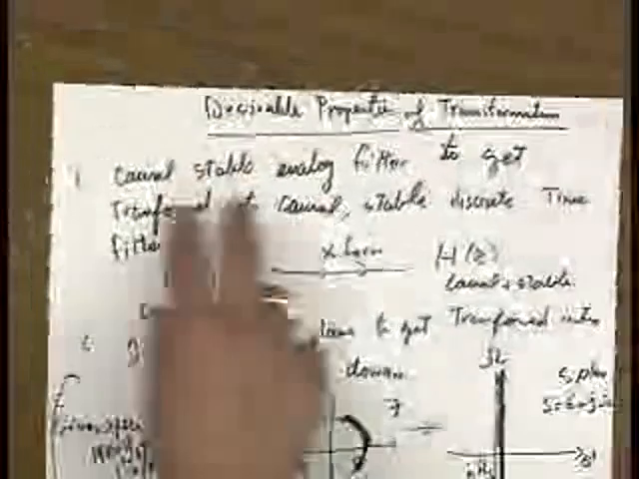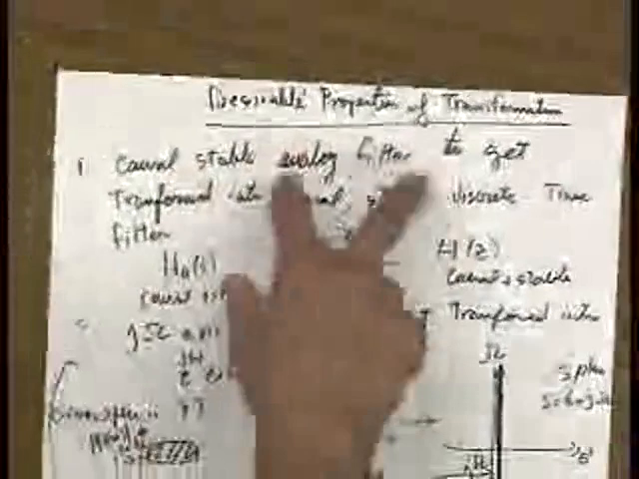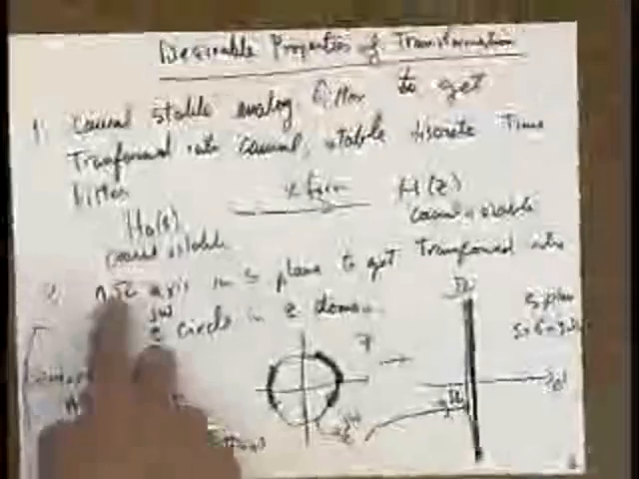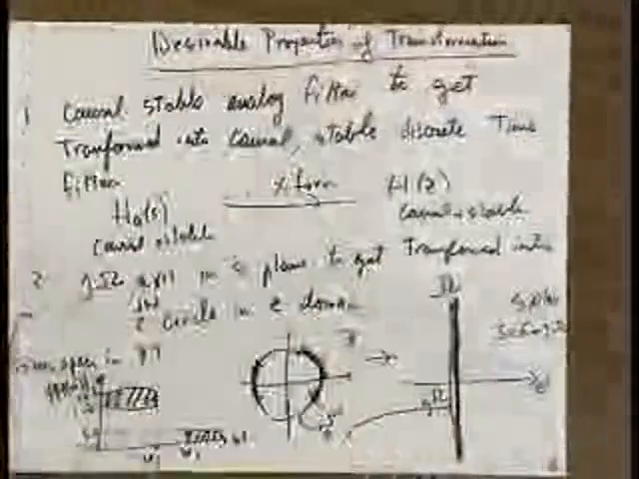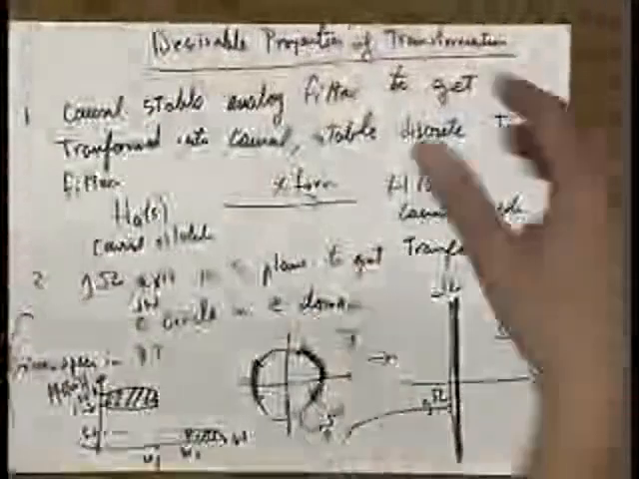One of them was that you want causal and stable analog filters to transform into causal and stable digital filters. You want the j omega axis in the S plane to get transformed into the e to the j omega circle in the Z domain, so that you can do the mapping of the specs between the two domains easily. And finally, you want rational transfer functions in the analog domain to correspond to rational transfer functions in the discrete time domain, so that you can end up with implementable filters.